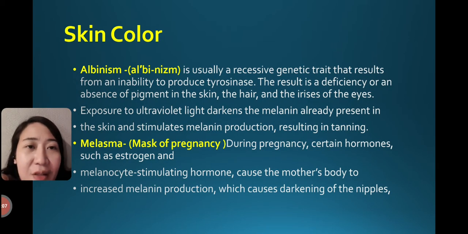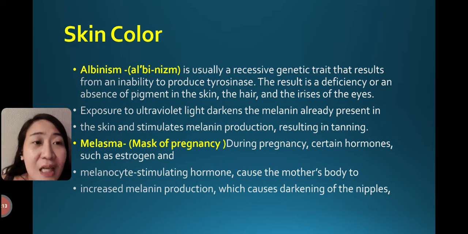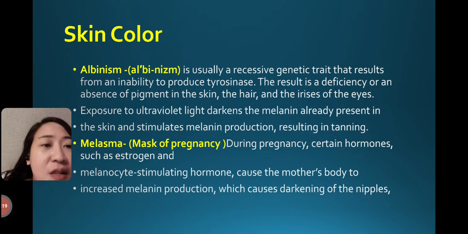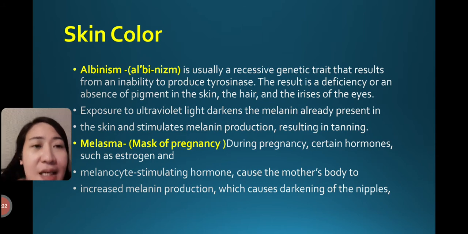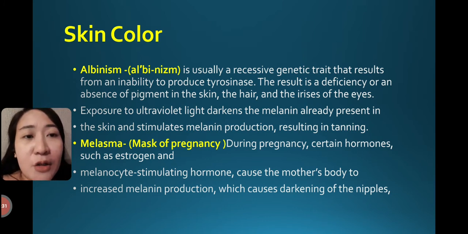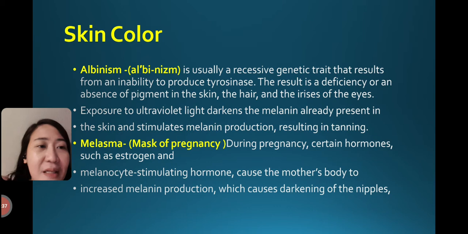So the skin color, meron tayong mga abnormalities. Albinism is usually a recessive genetic trait that results from inability to produce tyrosinase. So the result is a deficiency or absence of pigment in the skin, hair, and the irises of the eyes are white. Hindi available yung tyrosinase. Exposure to ultraviolet light darkens the melanin already present in the skin, and stimulates melanin production resulting in tanning. So yan, pag nagpaparaw tayo, na-activate ng ultraviolet rays yung melanin production.